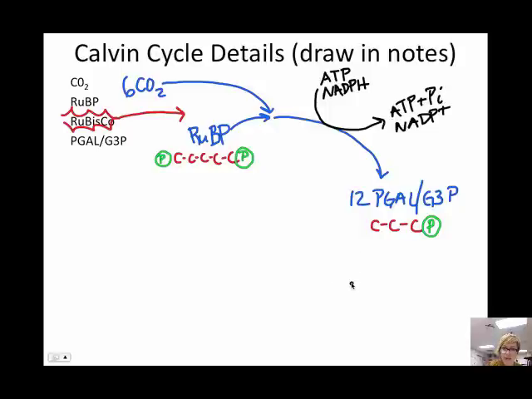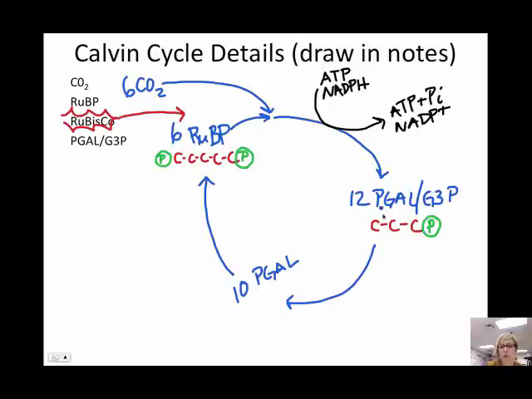Some of our 12 PGAL continue to go through the cycle, and some of them leave the cycle, and there's actually a number to that. About 10 PGAL keep going to become RuBP, and the math works in terms of the carbons. We actually have 6 RuBPs, and if we have 6 5-carbon molecules, that's 30 carbons, and then we have 10 3-carbon molecules, that's 30 carbons as well. So our carbon count is kept in check here.